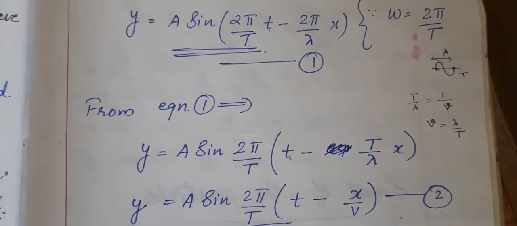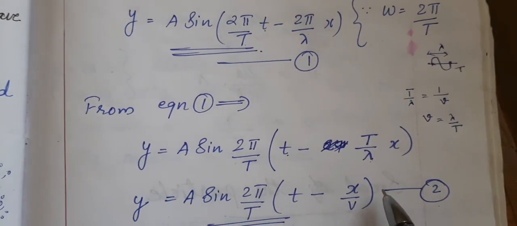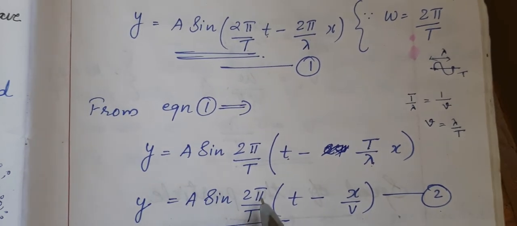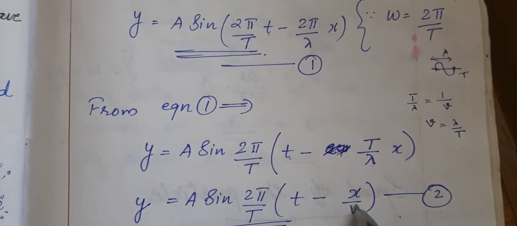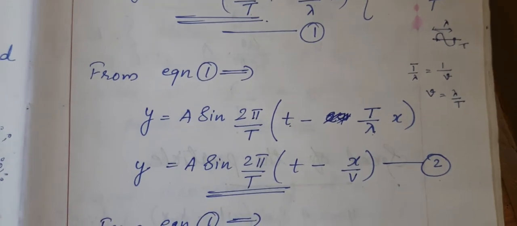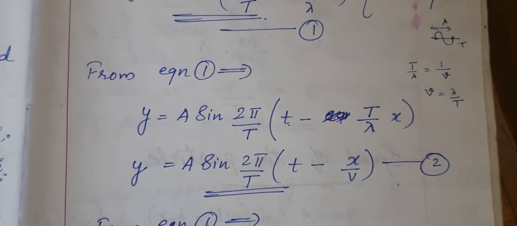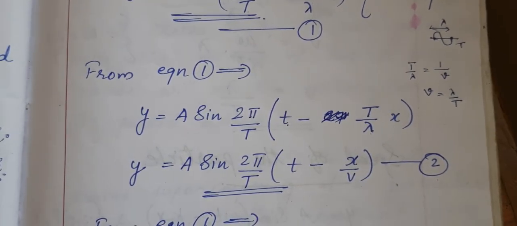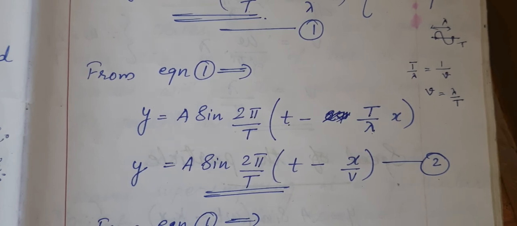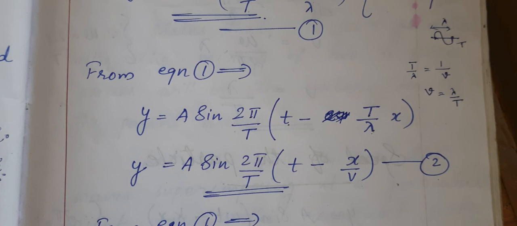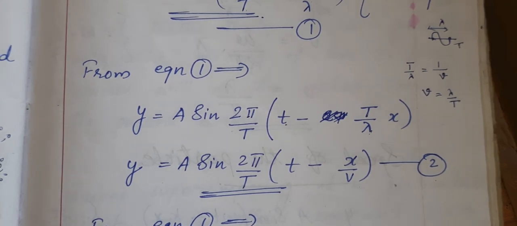So if we consider that also, then we can get the equation y is equal to a sine 2 pi by T, t minus x by v. In this way also we can express this wave equation. So all these equations are representing the wave.